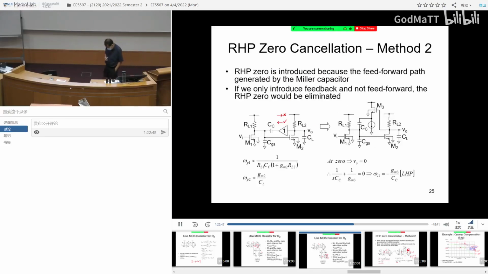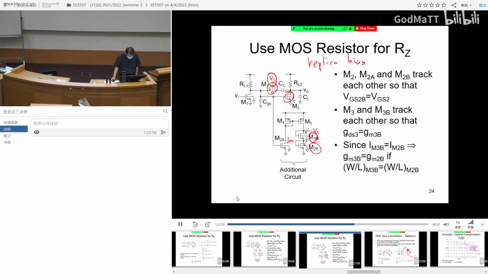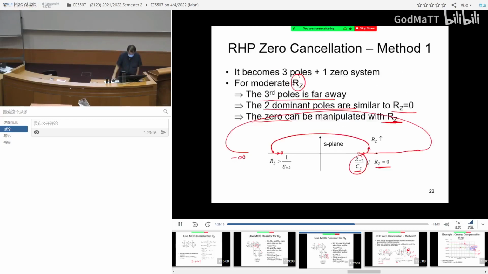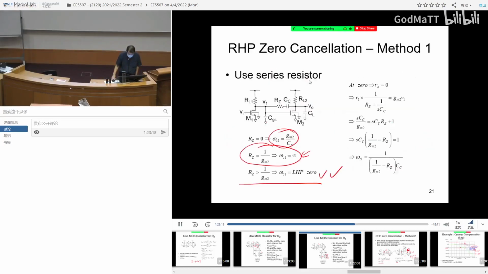Another method. The reason we have right half plane zero is because not only do we have the feedback, we also have the feed forward. So by using a capacitor and resistor, not only with feedback, that is what we want. Miller effect, feedback. But the path can also go the other direction. It's bidirectional. And because of this bidirectional, that is how we derive the zero. If you recall, how do we derive the zero?